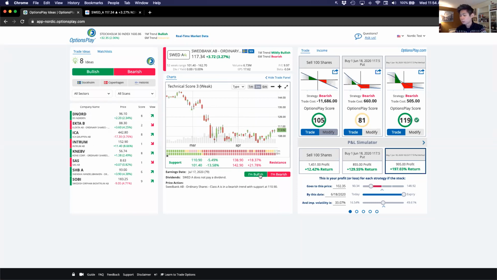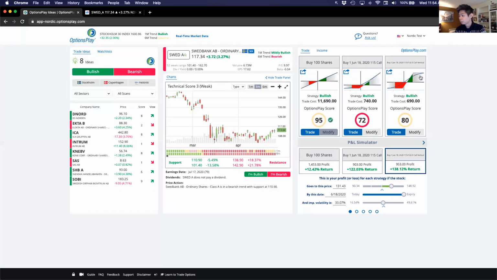So one of the things I'm going to do first is switch this to "I'm bullish" so that we can take a look at a bullish strategy. If I bought 100 shares of the stock, I need 11,690 crowns. Buying a call option here costs me 740 crowns. Buying a call spread, 690 crowns.